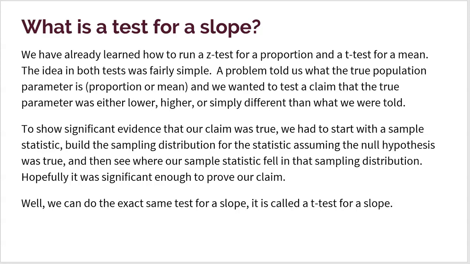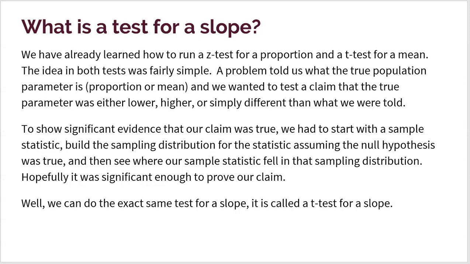So to show significant evidence that our claim is true, if you remember, we had to start with a sample statistic, whether it be a sample proportion or sample mean. If we want to show that more than 20% of jelly beans are orange, I guess we better get a sample and get a sample proportion. And if we want to show that the average weight of kangaroos is more than 300 pounds, I guess we better get a sample of kangaroos and get a mean weight, and hopefully it's going to prove it.